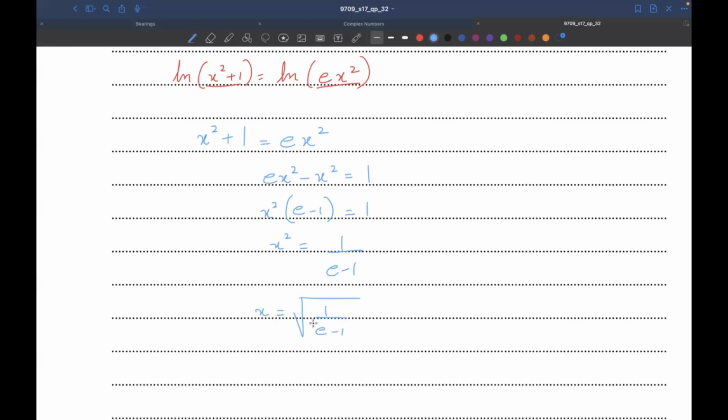Substituting this in the calculator, square root of 1 upon (e minus 1), we'll get one answer, that will be 0.763, and the other answer will be negative, as it is a square root, so we'll ignore the other value, and this will be the final answer.